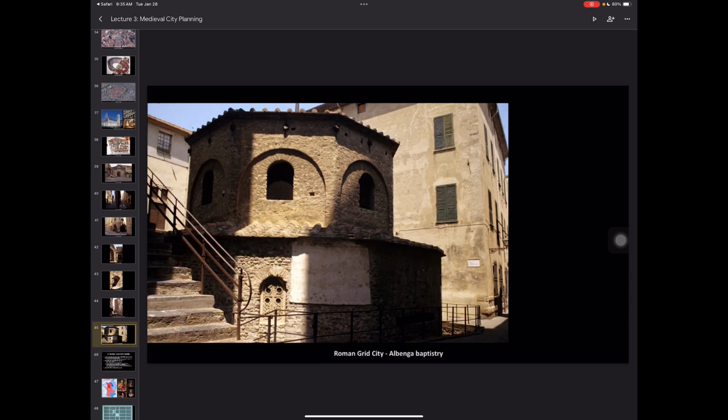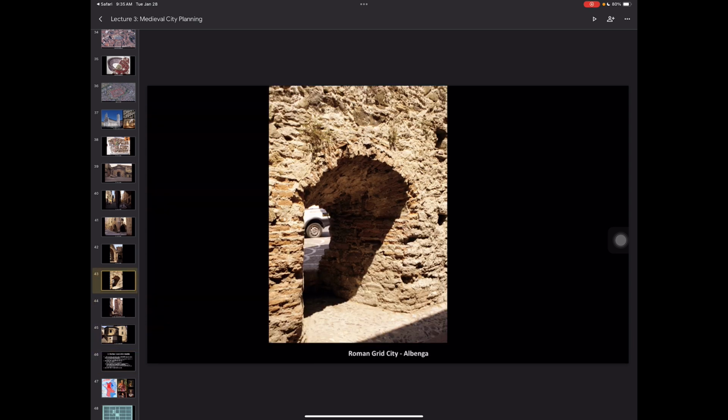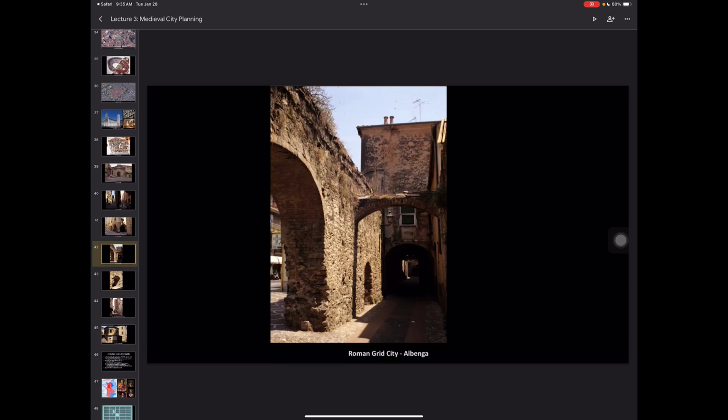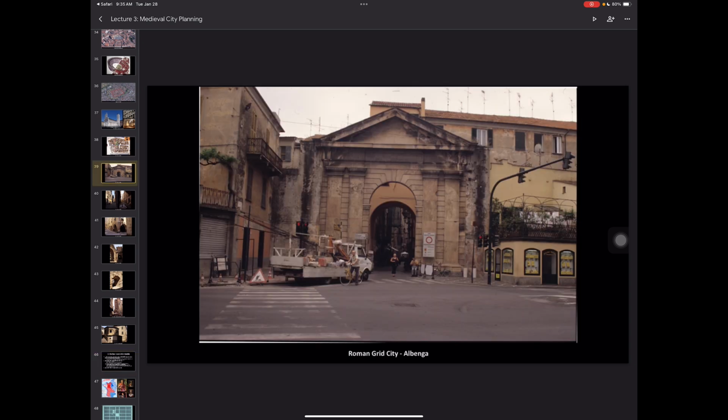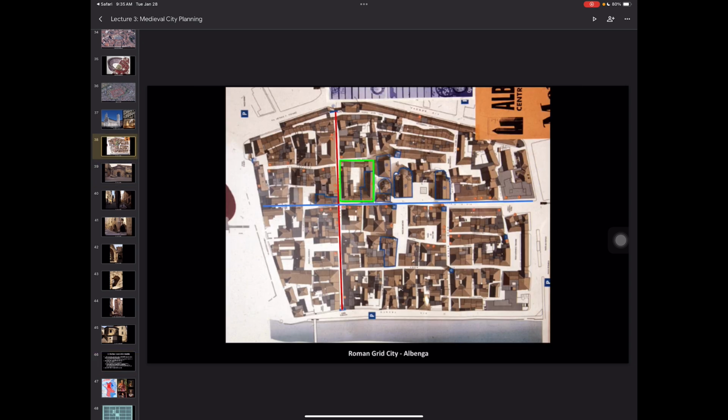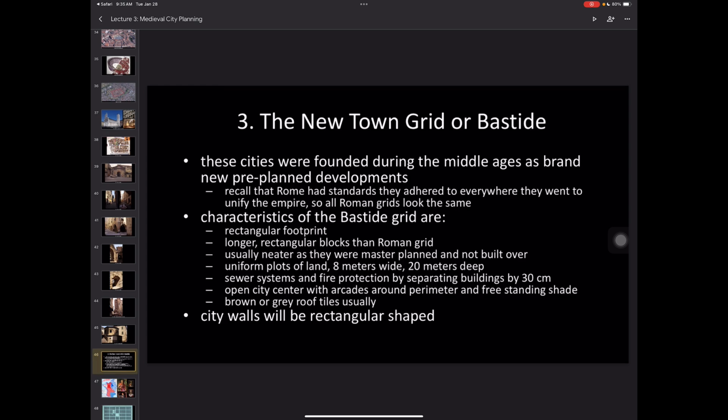The grid pattern of the blocks are also gonna be more rectangular. So whereas the Roman ones are square blocks, these are gonna be long linear blocks. They're usually gonna be a little bit neater because they were planned during the medieval ages, and so they weren't built over during the medieval ages, right? Uniform plots of land that are 8 meters wide, 20 meters deep. We know that historically because, again, it was master planned with a certain intent, and we have the documents that tell us that it was this way.